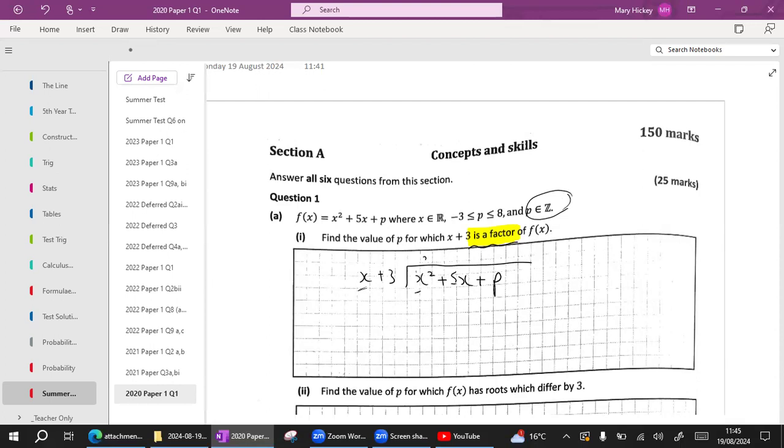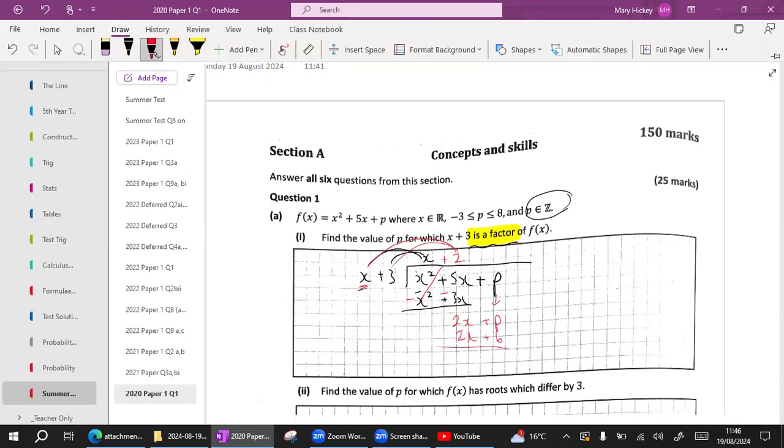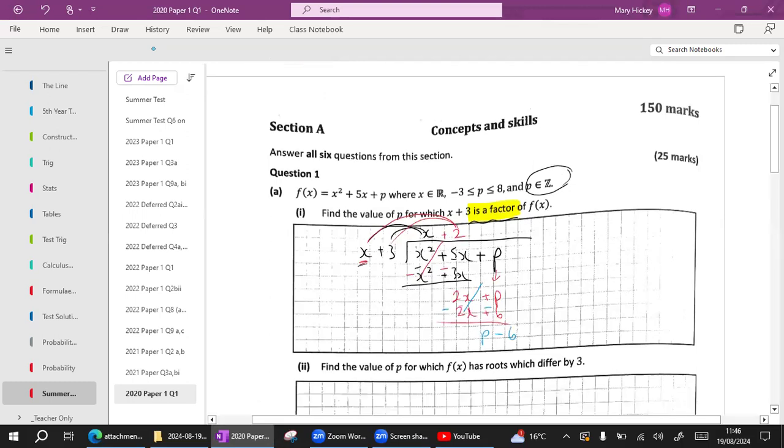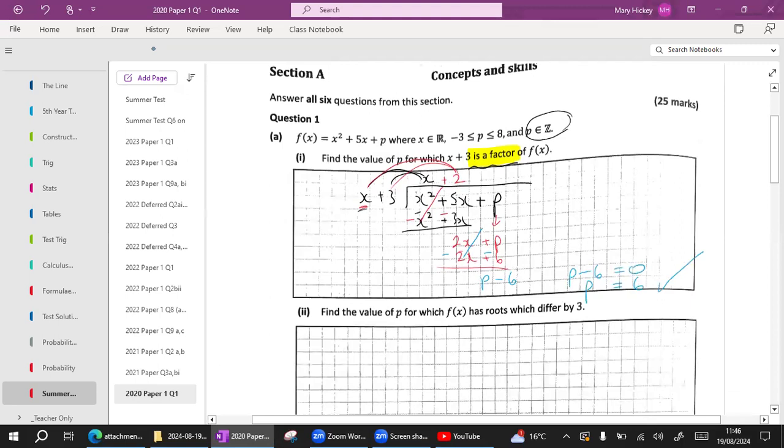So how do I make x into x squared? I need to multiply x by x, x squared. Now what I normally do is I change my signs across. So this becomes minus, this becomes minus. I drop down the next one, which is the plus p, and I start the process again. How can I multiply back? 2 by x, 2x. I change the signs across, minus, minus. They cancel. P minus 6. Now remember, we said if it is a factor, the remainder is 0, which means p is 6. So when I move the 6 over, p is 6.